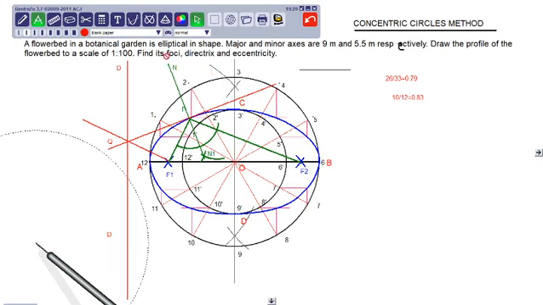Next question is find its foci, directrix and eccentricity. What we know, the relationship between the major axis and minor axis is that the distance between the foci and the end of the minor axis is nothing but equal to half of the major axis. That means AO is equal to CF1, or you can say OB is equal to CF2.